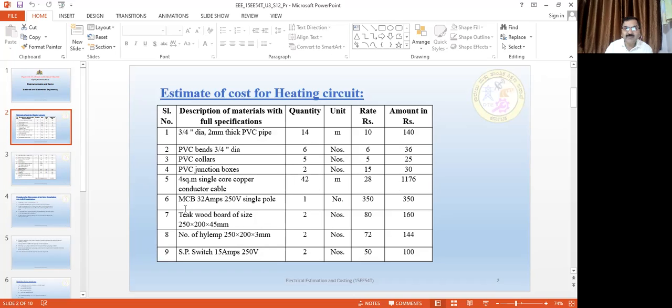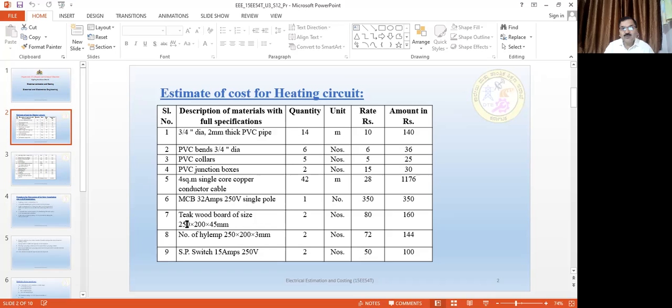And then MCB, this is the main MCB used in the distribution board. So this controls both points. So MCB 32 amps, 250 volts, single pole. Or we can use double pole MCB also. Here we have used single pole. So one number costs about 350 rupees. So total cost becomes 350 rupees.